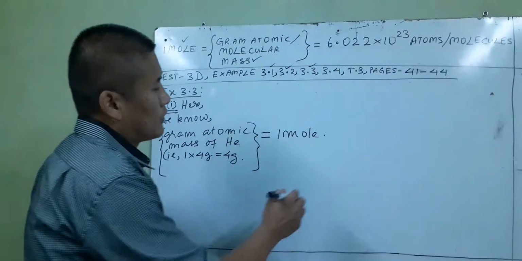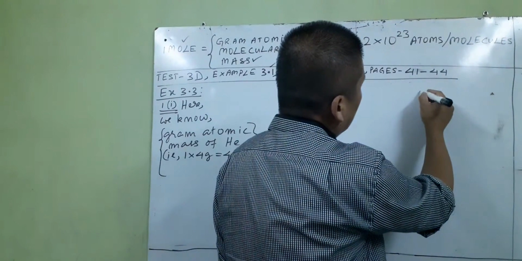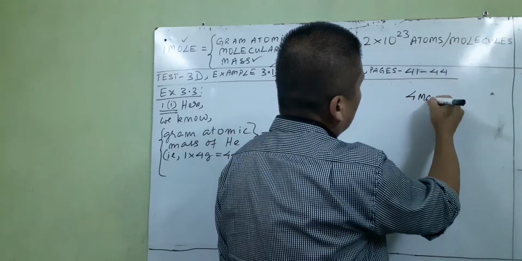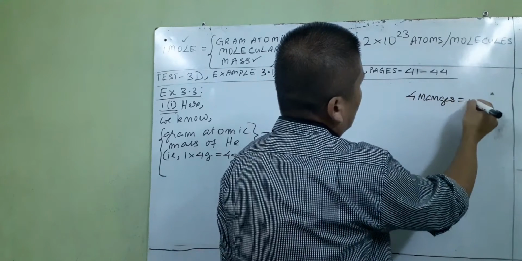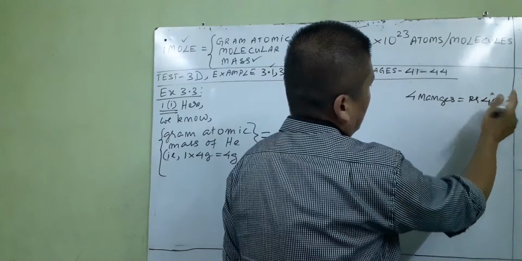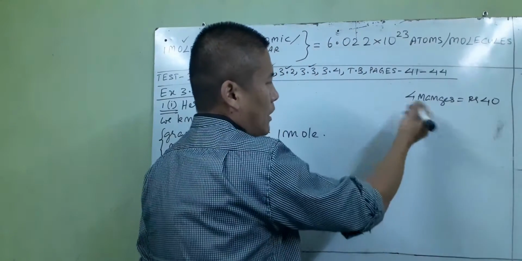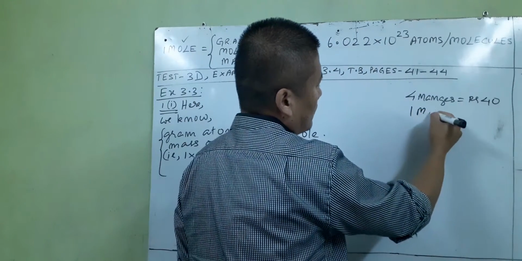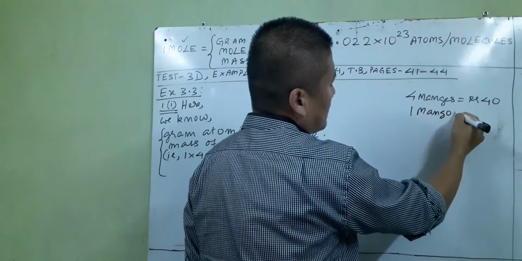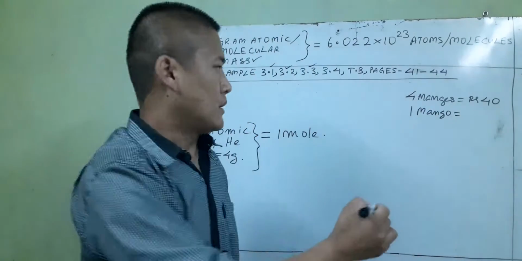Okay, then we're going to follow this mango method. Let us say 4 mangoes are there and it costs us rupees 40. Simple number, okay? Then how much do you think 1 mango will cost? Don't calculate, just common sense. Yes, that's right, 10.